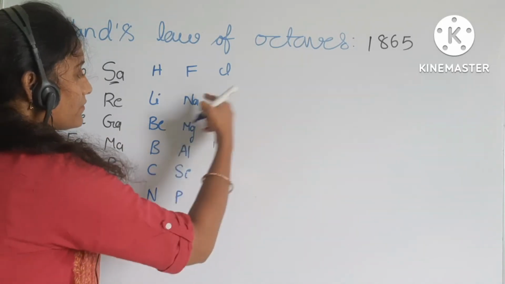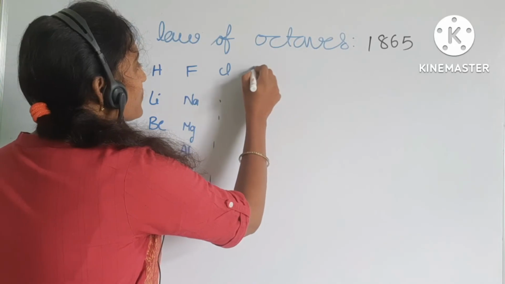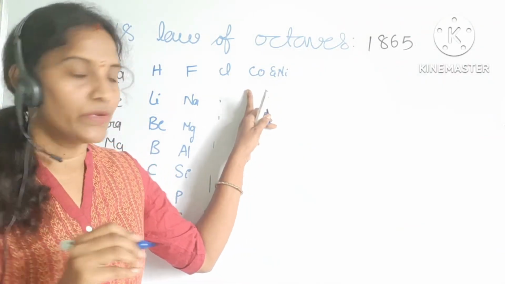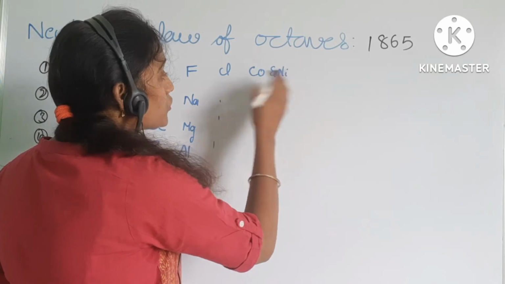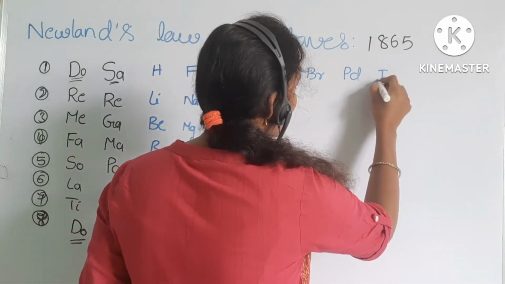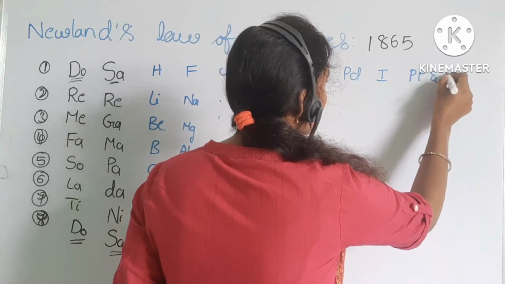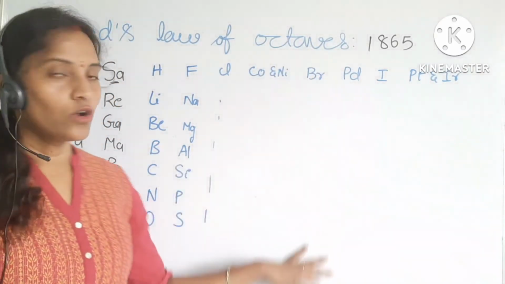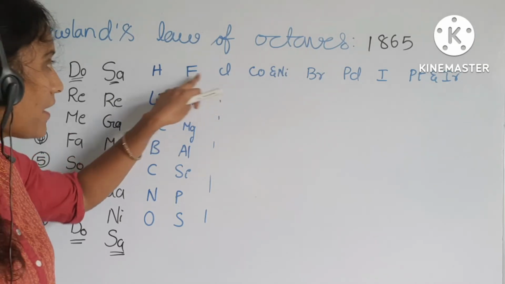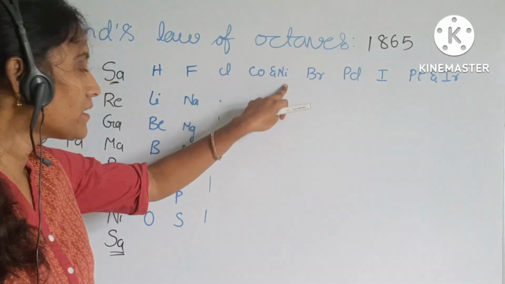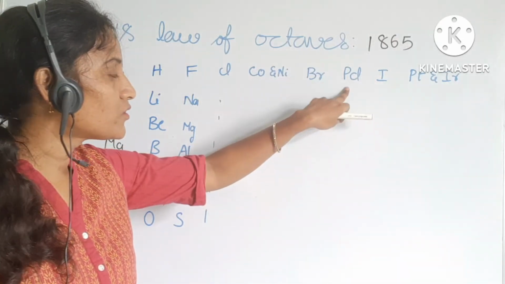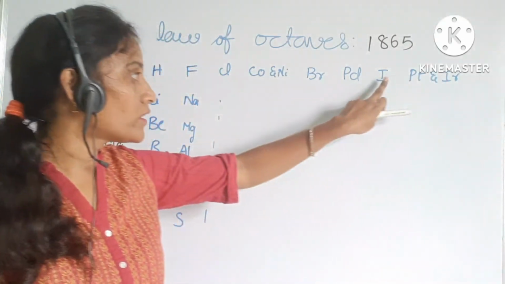Okay, after that, the 8th one from chlorine is, see, cobalt and nickel. These two come under the 8th from chlorine. Just remember, after cobalt and nickel, bromine. After that, palladium. After that, iodine. After iodine, platinum and iridium. See, I am not writing all these things. Just remember. Fluorine is the 8th element from hydrogen and chlorine is the 8th element from fluorine. Here see, these two, cobalt and nickel, are the 8th element from chlorine, bromine is also the 8th from cobalt and nickel, palladium is the 8th from bromine, iodine is the 8th from palladium, and platinum and iridium, these two are the 8th from iodine.